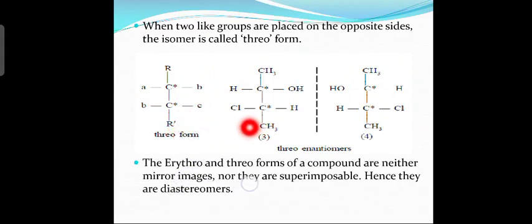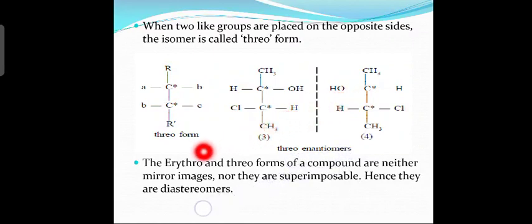Now, this is a specific example for the threo form. H and H atoms are common to the two carbon atoms, that means the chiral carbon atoms. The star carbon atoms are chiral carbon atoms. So, H and H are on the opposite side, so they are threo enantiomers, and this is the mirror image. Okay, this is the mirror image, OH facing, H, H facing.